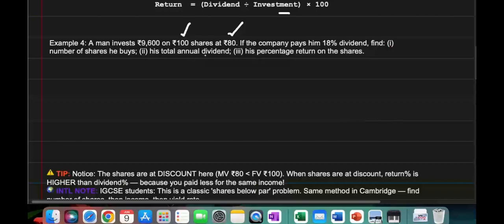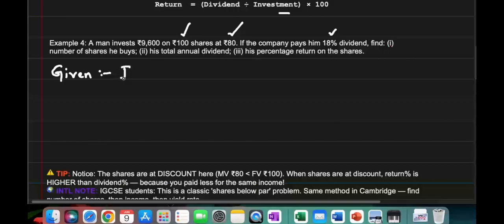So the face value of the share is 100 and 18% should be calculated on what? On the face value. So first of all, we will find out the number of shares he bought, the total annual dividend, and the percentage of return. So there are three different things. First, as usual, we will write whatever is given in this problem, and we should be clear about what is required from us.